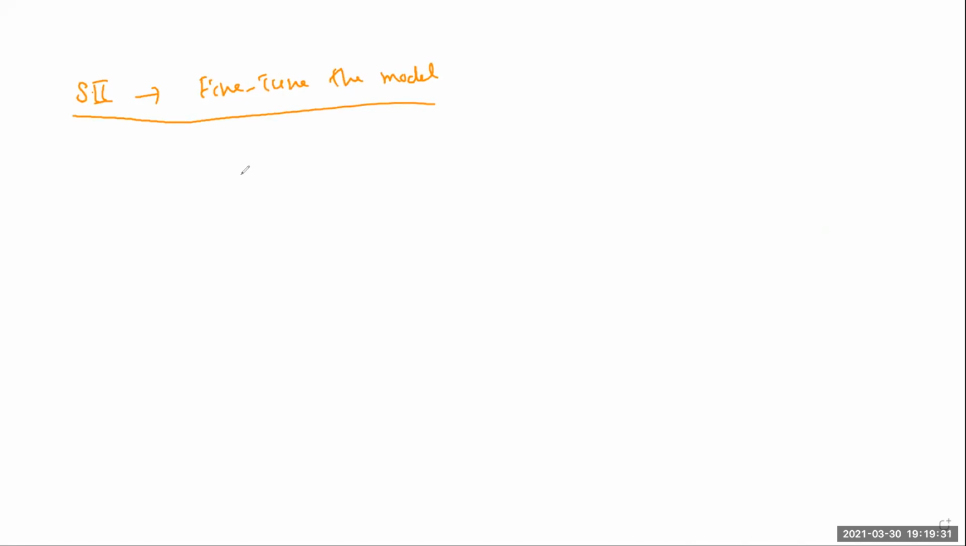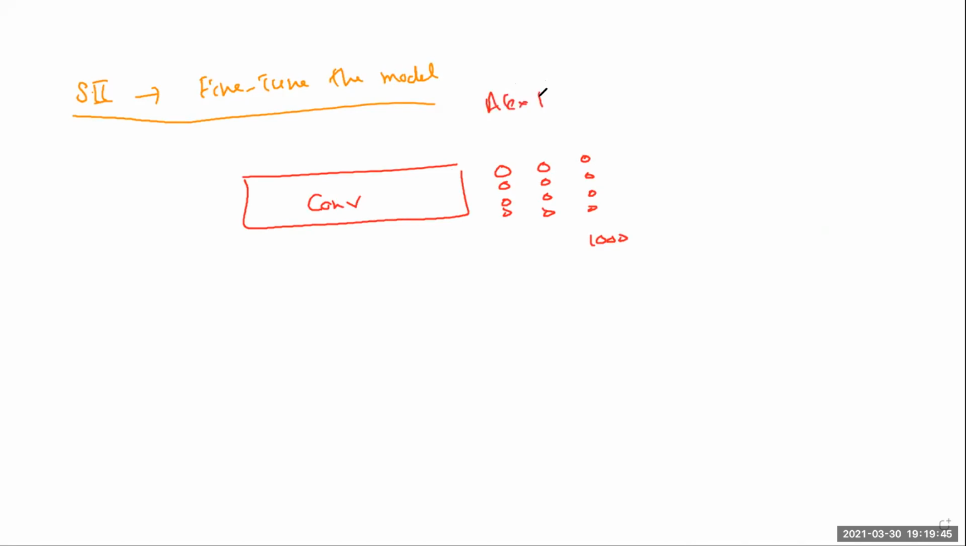So let me just draw a CNN, right? Suppose this is your convolutional part, then you have some fully connected layers. And here you have 1000 neurons. Say this is AlexNet. And here you have some input which you feed to this. Now let me just label it. So this is your convolutional base or feature extractor, and this is your classifier.